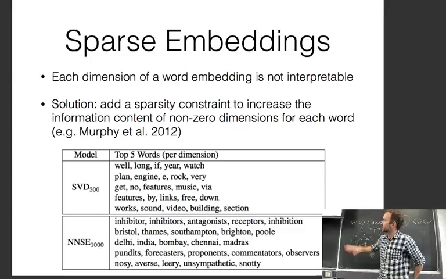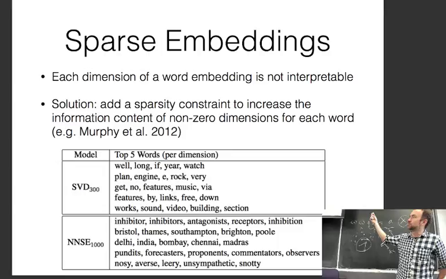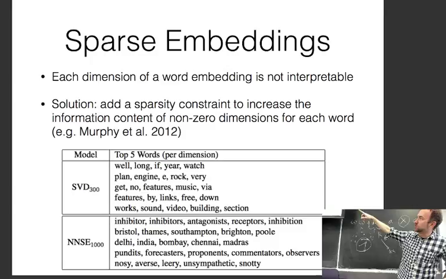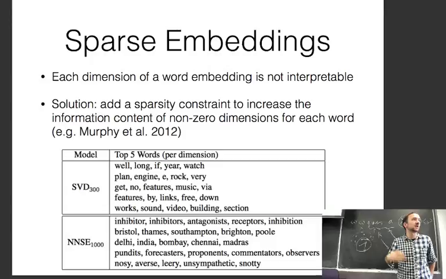So if you look at the SVD-based learned embeddings with 300 dimensions, and you pick random dimensions and list the words on the dimensions, you get things that don't really mean a whole lot, like well, long, if, year, watch, plan, engine, e, rock, very. But if you do the non-negative sparse embedding, you get things like inhibitor, inhibitors, antagonists, receptors, inhibition, Bristol, Thames, Southampton, Brighton, Pool. So things that actually make sense on each dimension.